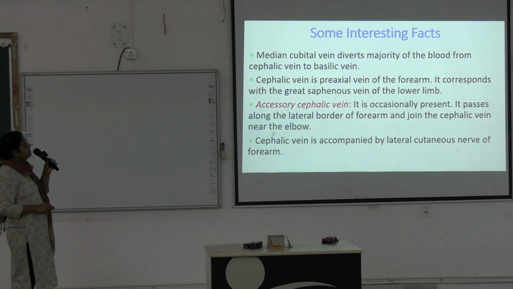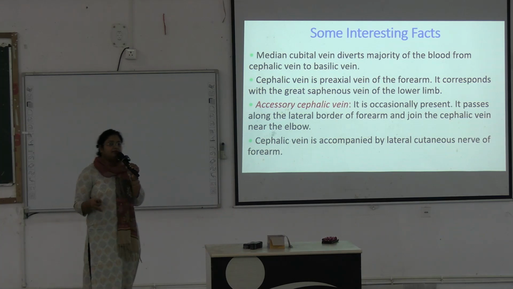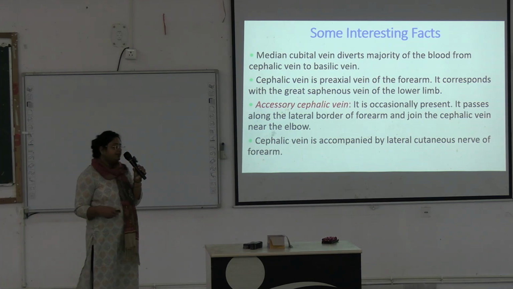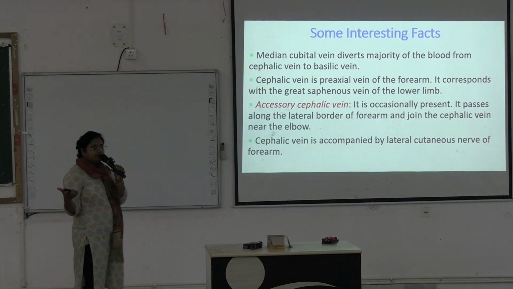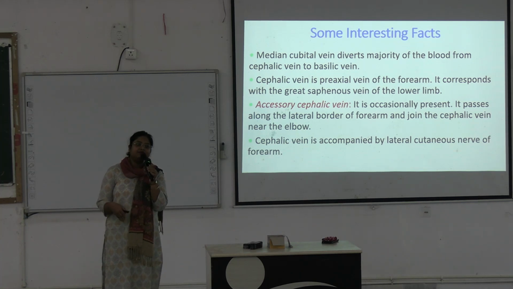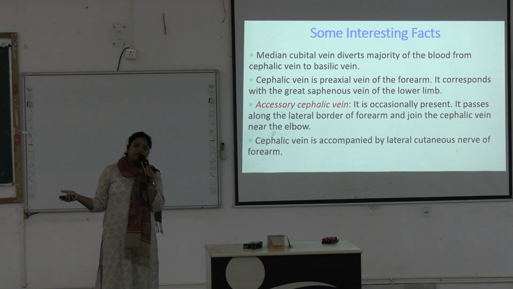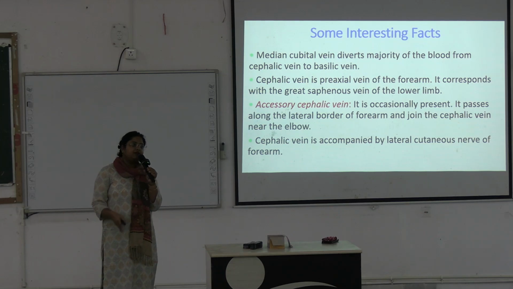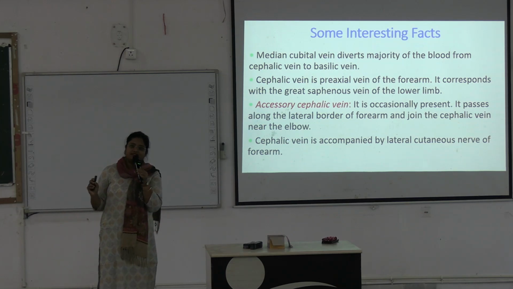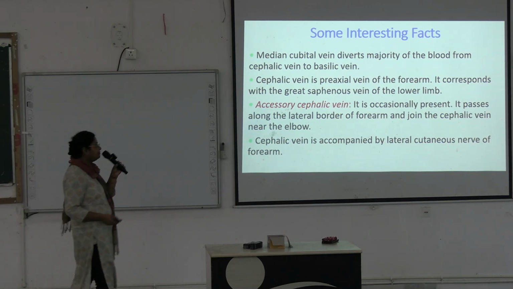The cephalic vein is the preaxial vein of the forearm, and it corresponds with the great saphenous vein of the lower limb. The great saphenous vein lies along the medial border of the lower limb. You can see the thumb is located laterally in the upper limb, and the great toe is located medially in the lower limb because of the different rotation of the limbs during development. So for the upper limb, the preaxial border is the lateral side, and for the lower limb, the preaxial border is the medial side. That's why they correspond to each other. The cephalic vein corresponds to the great saphenous vein of the lower limb.